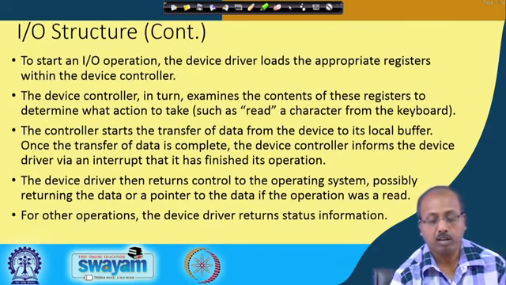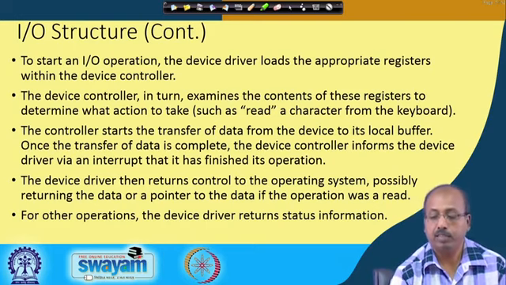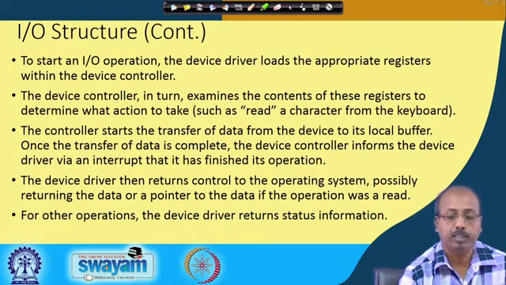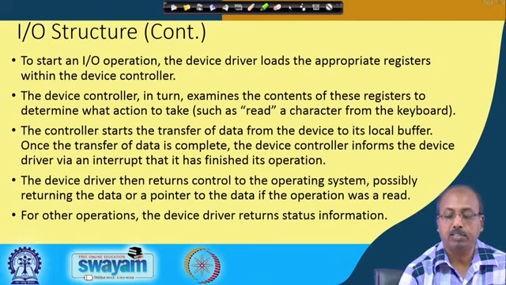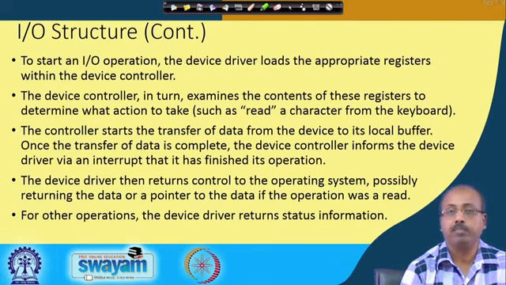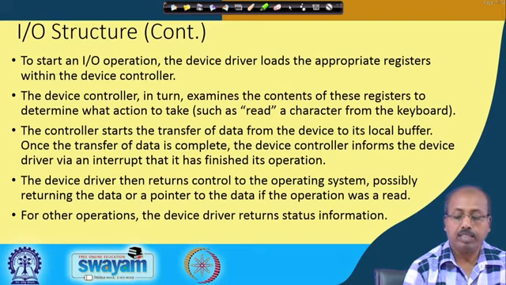To start an I/O operation, the device driver loads the appropriate registers of the device controller. The device controller in turn will examine the content of these registers to determine what action to take. For example, read a character from the keyboard, or write something onto the disk. The controller will start the transfer of data from the device to its local buffer, and once the transfer of the data is complete, the device controller will inform the device driver via an interrupt that it has finished its operation.